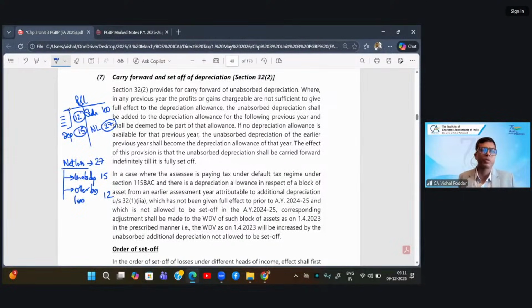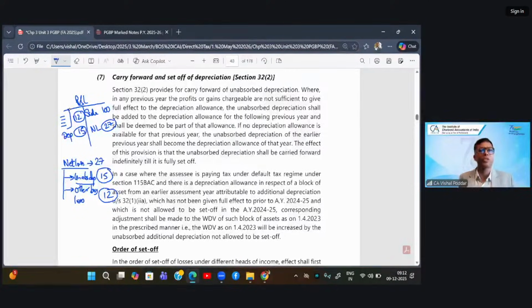So for the purpose of set off, you will study in the chapter of set off that your business loss is divided into loss because of depreciation, which is called unabsorbed depreciation, and loss because of other expenses, which is called other business loss. Now, why is this segregation required?